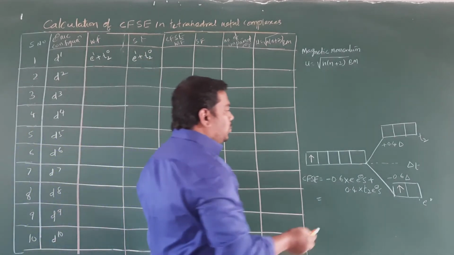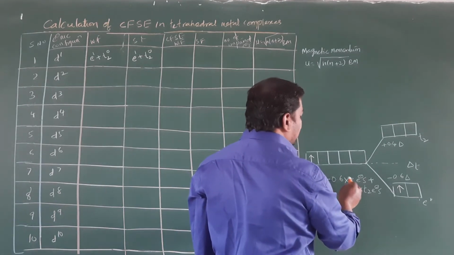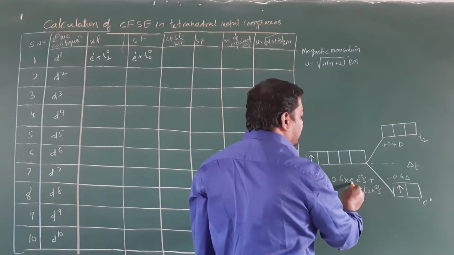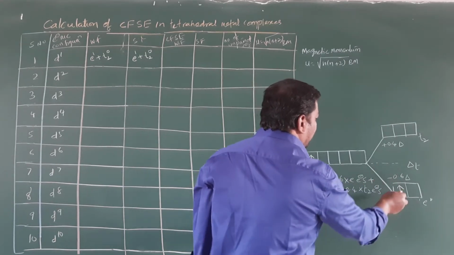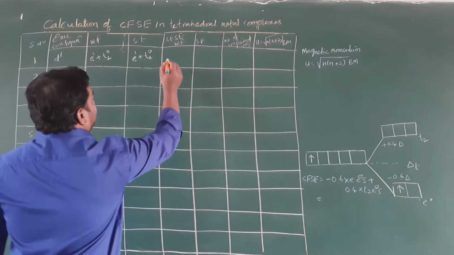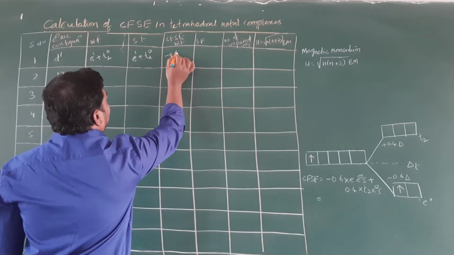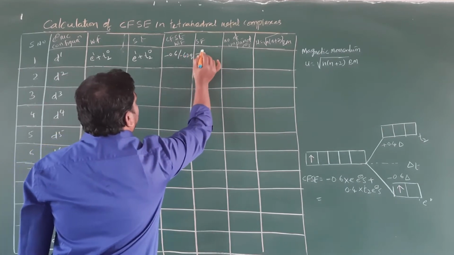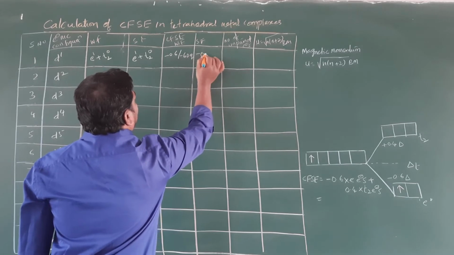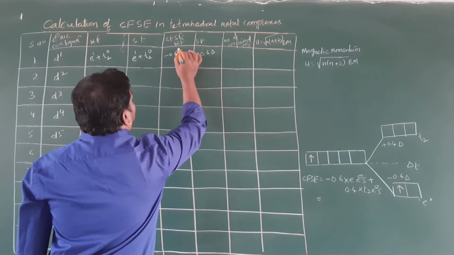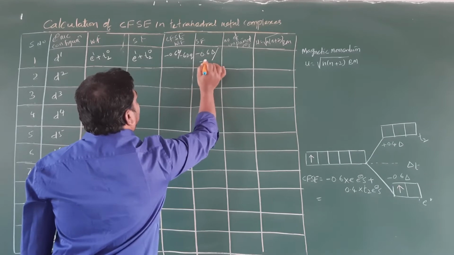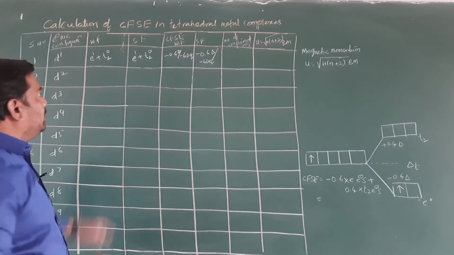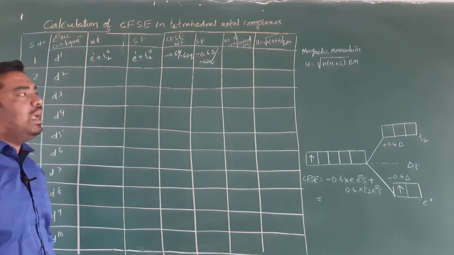So what is the value, students? Minus 0.6 into 1 electron, which is minus 0.6, plus there are no electrons in the T2 orbital. Therefore the value is minus 0.6 delta or minus 6 Dq. The same value holds for the strong field complex also: minus 0.6 delta, or minus 6 Dq. Clear, students? For weak field and strong field with d1 configuration, the CFSE values are similar.